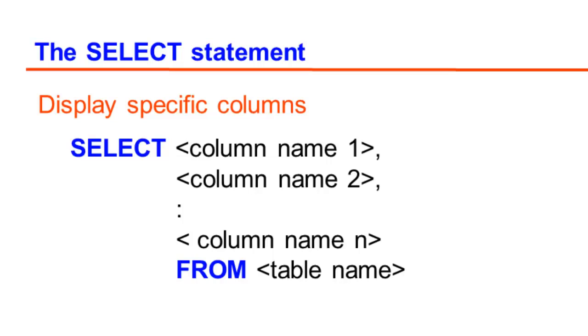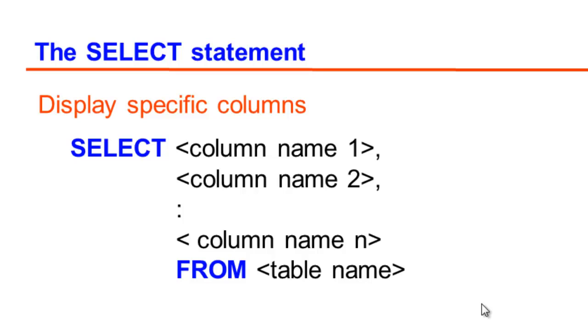Select statement retrieves rows of data from a given table. So far, we have used star or asterisk to display all columns from a table. However, we may include only certain columns that require certain listing.